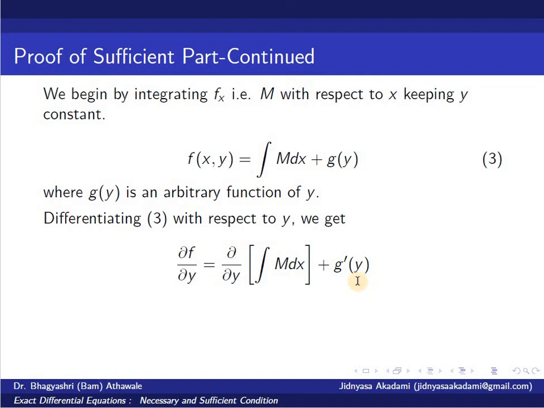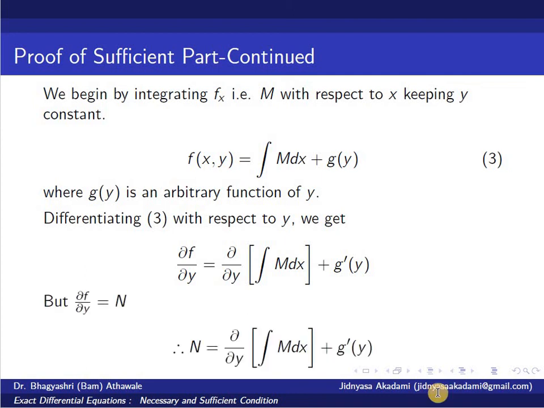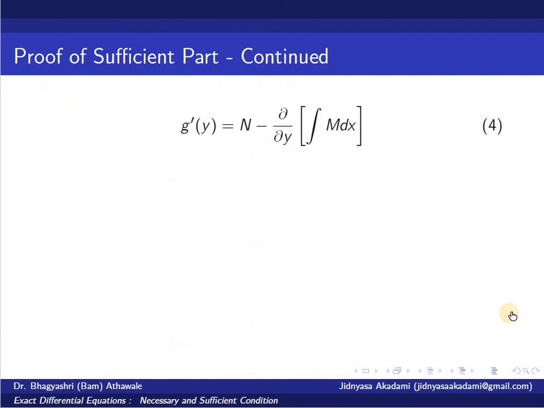We want to find our f such that ∂f/∂y is N. And therefore, since ∂f/∂y is N, we equate it with N, we get N is equal to this. So the unknown thing here is g'(y), because we know N, we know M, so we can integrate it with respect to x, and we can differentiate it further with respect to y. The unknown term is g'(y). So, I can write that g'(y) should be N minus ∂/∂y of this integration M dx. Denote this by equation 4.